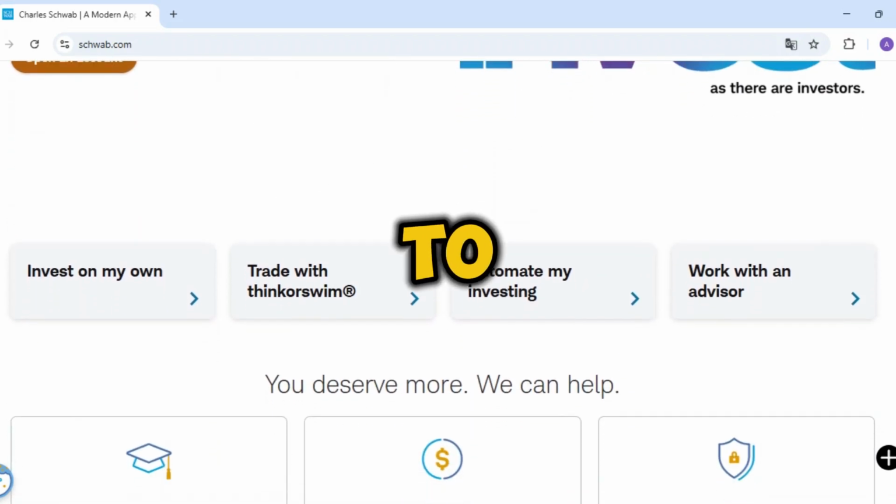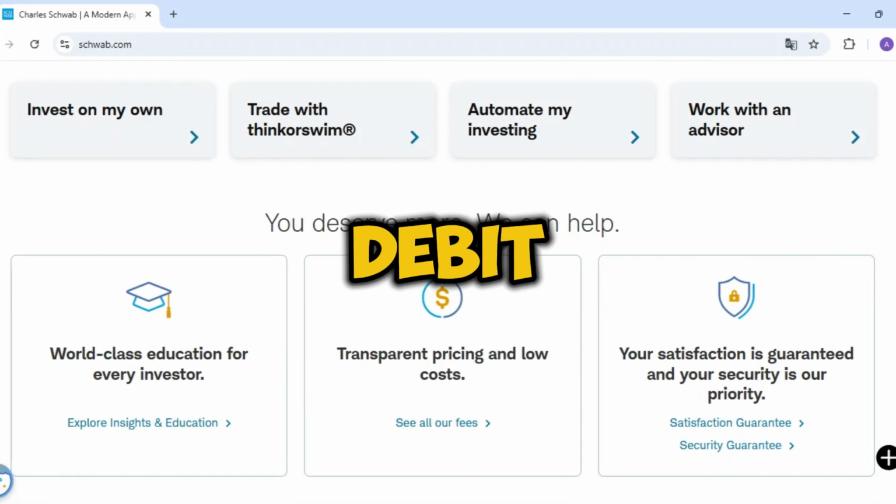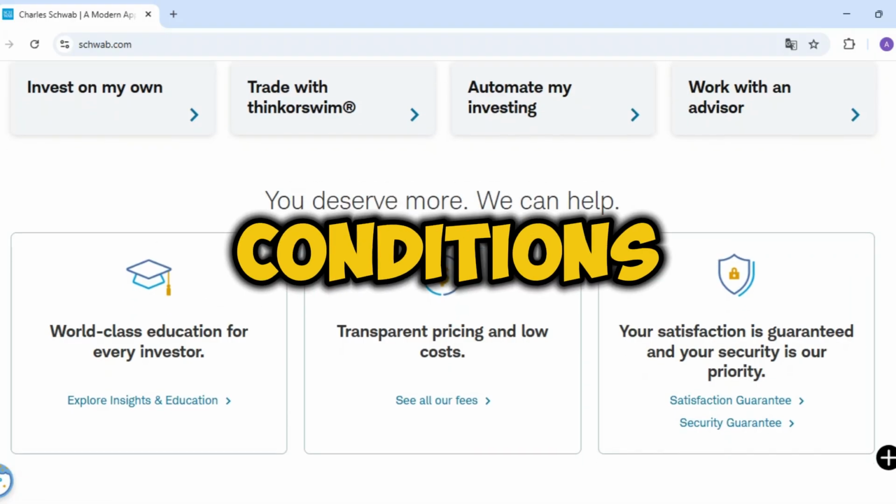Considering using margin to borrow against your portfolio? Schwab's margin rates are tiered based on your debit balance, and they change with market conditions.